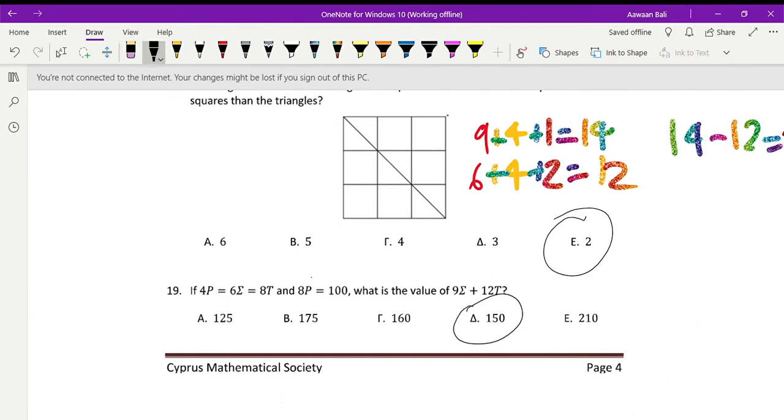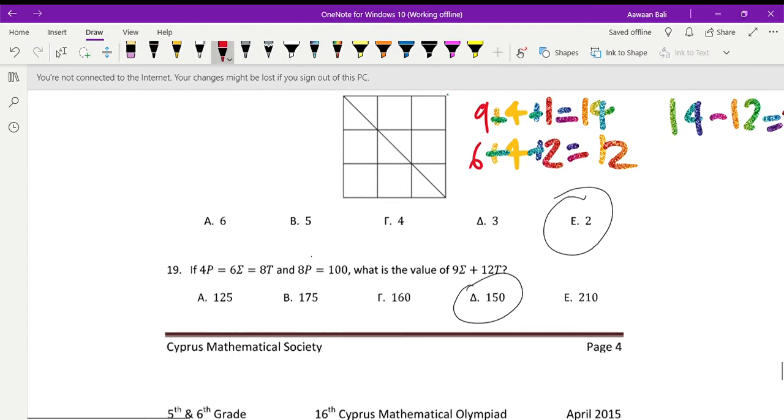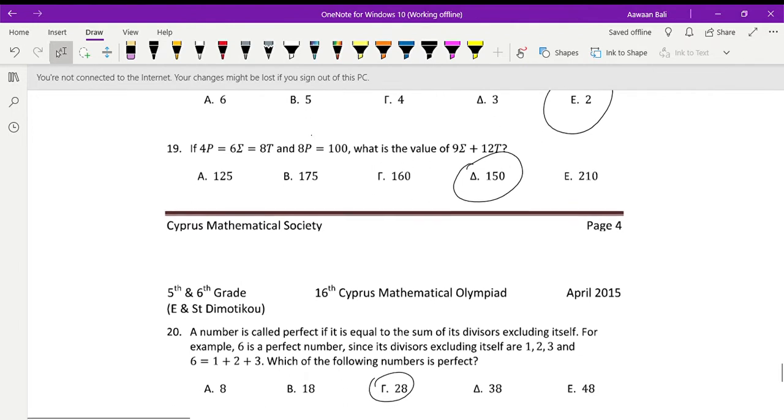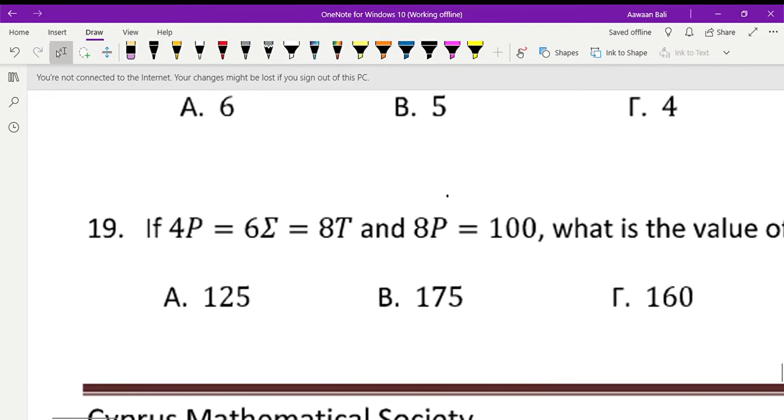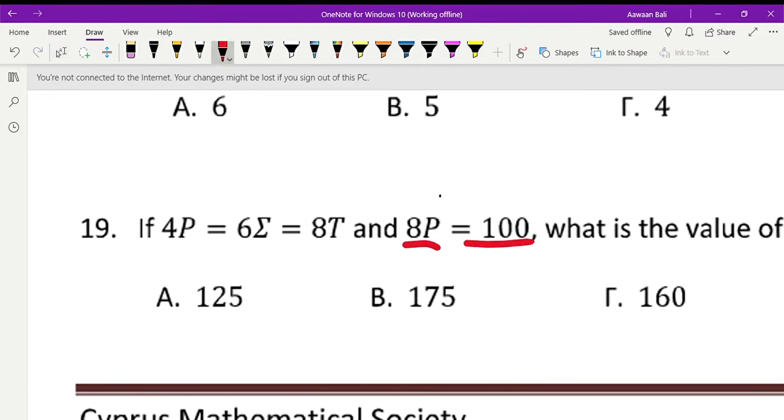Now, question number 19. If 4p is equal to 6 sigma is equal to 8t and 8p is equal to 100, what is the value of 9s plus 12t? So we have 8p is equal to 100. So 4p, which is half of 8p, since 8 divided by 2 is 4, is 50. So we know this is 50, this is 50, this is 50.